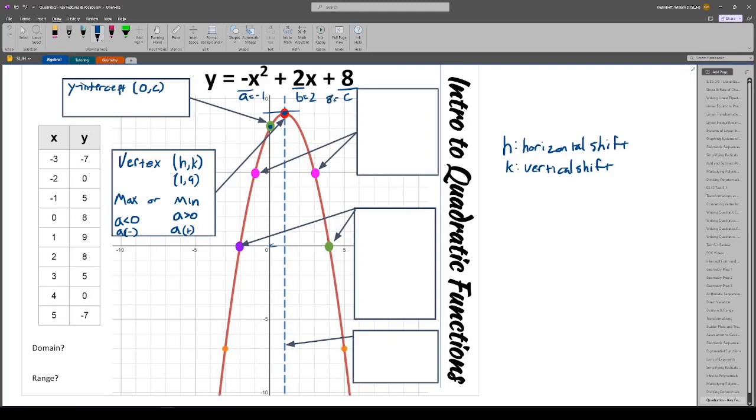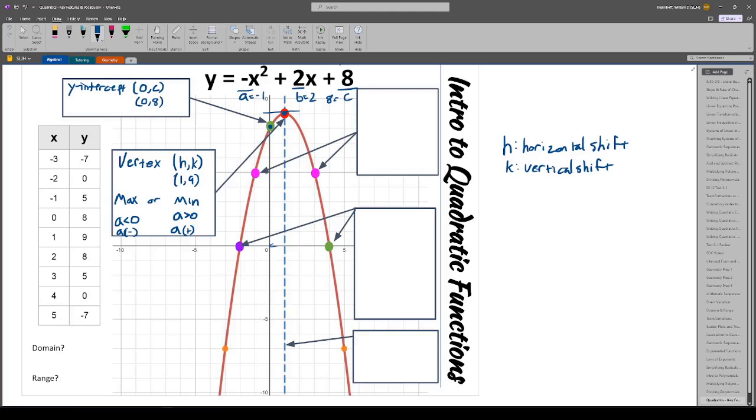So our y-intercept, and you can see that pretty quickly if you plug in 0 for all of the x's, all you're left with is that 8. So our y-intercept in this example is 0, 8. And it's just the same as any y-intercept of any graph is.